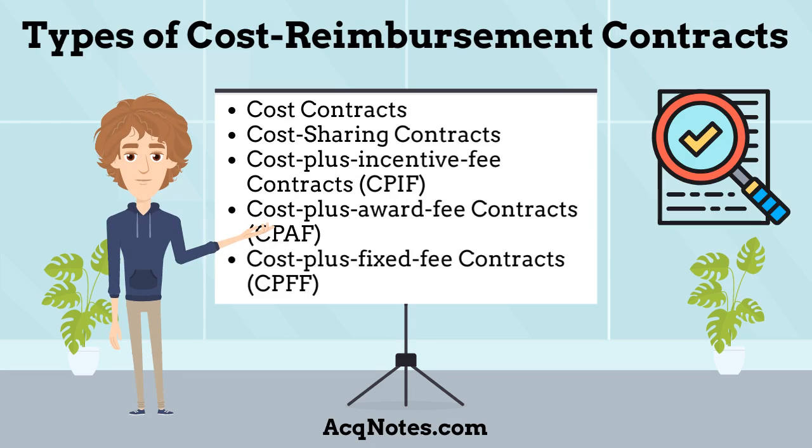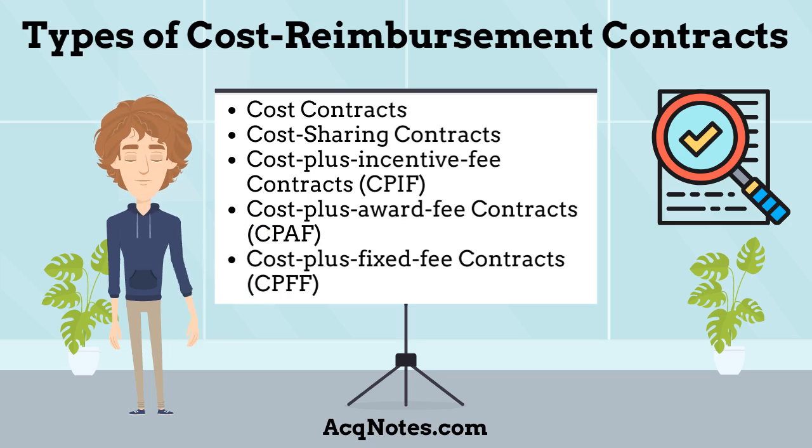The main types of cost reimbursement contracts are: cost contracts. A cost contract is a cost reimbursement contract in which the contractor receives no fee. Cost-sharing contracts. A cost-sharing contract is a cost reimbursement contract in which the contractor receives no fee and is reimbursed only for an agreed-upon portion of its allowable costs.